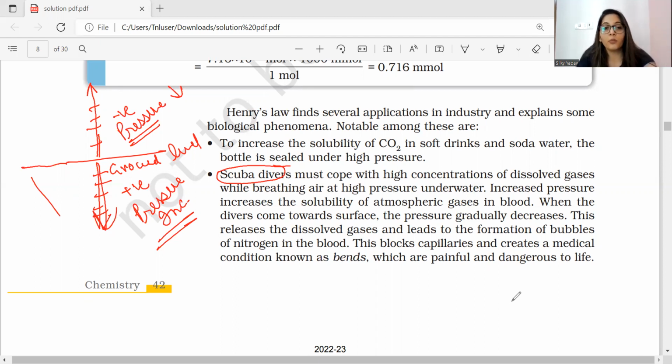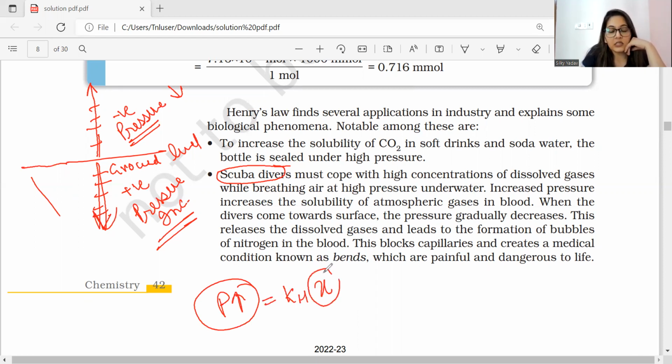So when scuba divers go deep inside the water, the pressure is increasing. Because of the increase in pressure, you all know that the concentration, the mole fraction, of the gases dissolved inside the water is also increasing. That means as you dive deeper and deeper, the gases dissolved in the water are more. So you're breathing more oxygen and more nitrogen gas. And after the dive, when you're coming back to the top at a very fast speed, suddenly the pressure is decreasing.